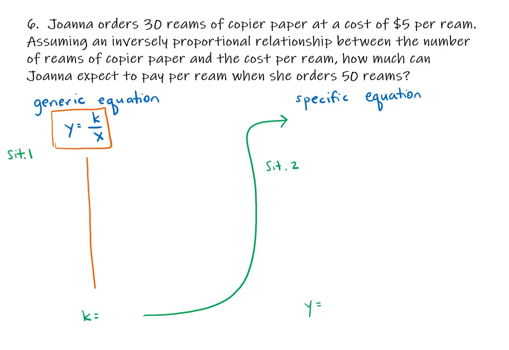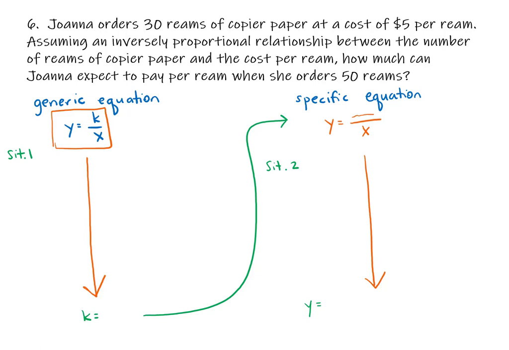As we do that, we're going to solve for k. After I solve for k, we're going to put that back into the equation. We're going to get y is equal to the k value over x, and we're going to have our specific equation. We're going to put in information for situation 2, that's the last sentence in this question, and then we're going to solve for y. That's how we go about solving anything like this.